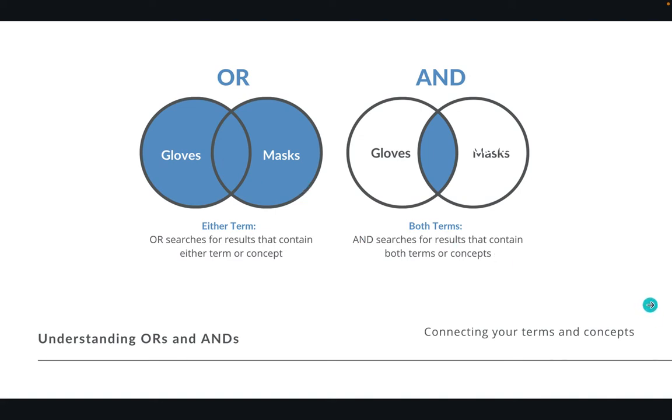If I'm looking for articles that have both of those concepts, both masks and gloves, the database, if I search with AND, capital A-N-D, will give me articles with both of those ideas, both of those concepts, and therefore I'll have fewer results, just the middle of that Venn diagram. So this really is a key concept in database searching.